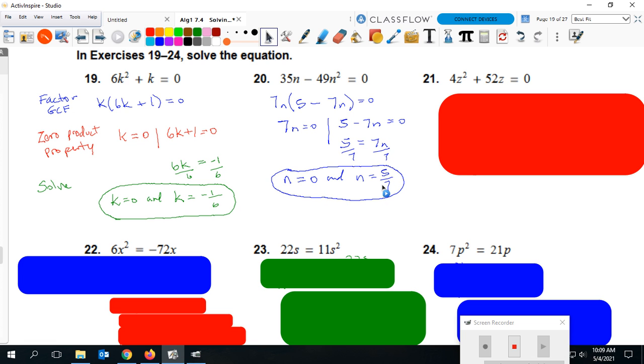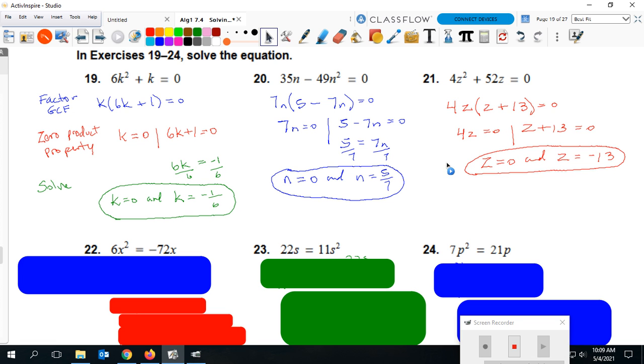0 and 5/7. For 21, 4 does go into 52 13 times, and you can factor out one z for the variable. So a 4 and a z. So that's what you're getting there, 4z, and then z from the first one plus 13, since 52 divided by 4 is 13. And so again, your monomial, 4z equals 0, your answer is going to be 0 for that one. z plus 13 equals 0, just subtract and get negative 13. So your two answers are 0 and negative 13 for 21.